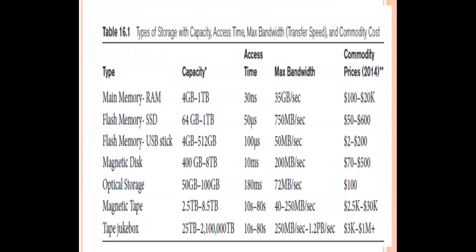So these are all, other than the main memory, secondary storage devices. Only the main memory, RAM, is primary storage. The remaining, SSD, USB stick, magnetic disk, magnetic tape, optical disk, CDs, everything is secondary storage. It means that it is not part of the microprocessor.